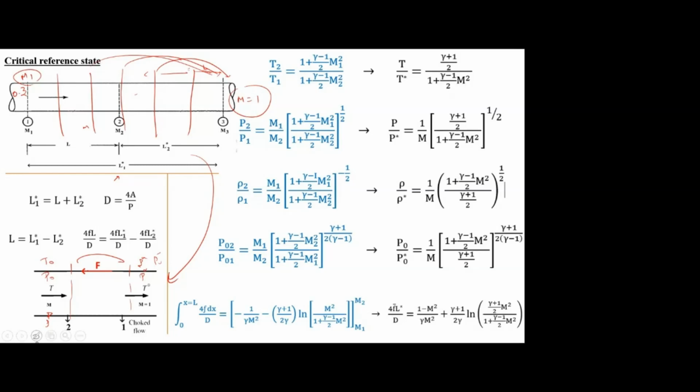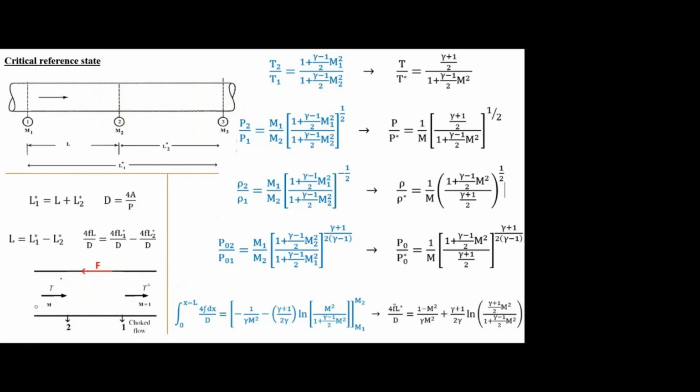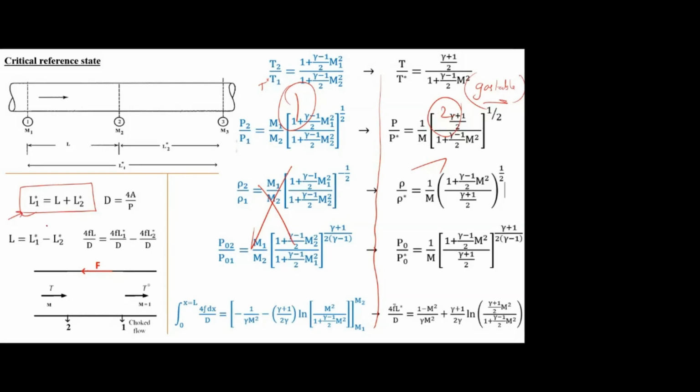Okay, so again here also it is similar to the Rayleigh flow. Instead of P2, I will substitute P; instead of T2, I will substitute T; and instead of T1, I will substitute T star. M1 is 1, and M2 is simply M, so that I get T by T star equal to this. Similarly, all the parameters I can convert in terms of static and sonic. We need this equation to solve the problem.